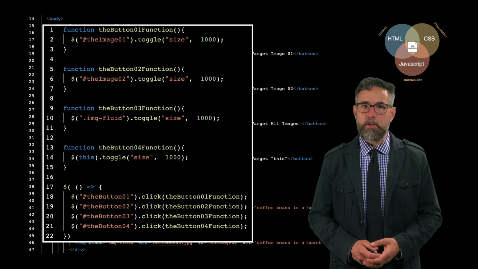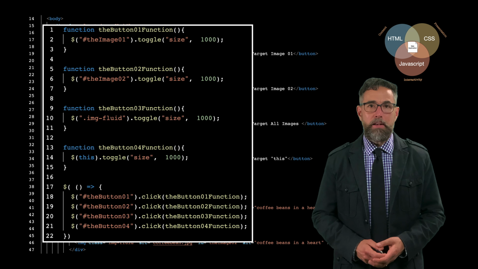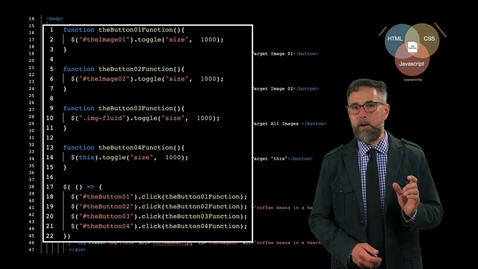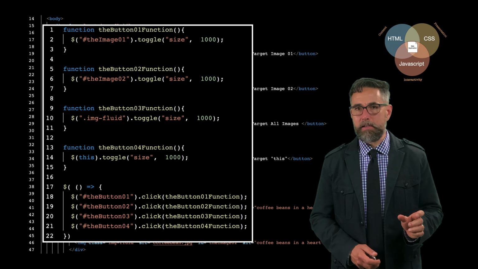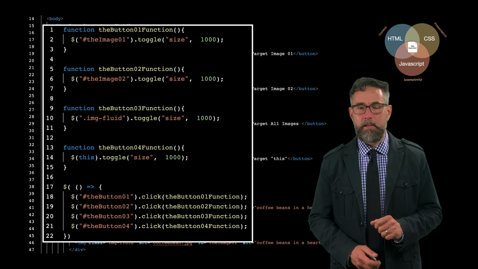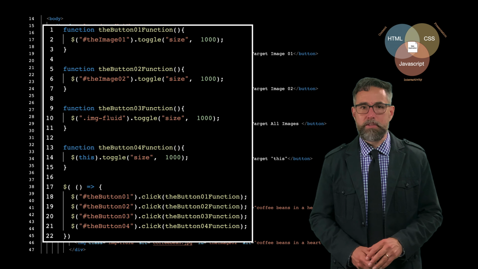Button 2 is going to find image 2 in our document and toggle it. Button 3, this is a little bit different, is going to find all the elements in our HTML document object model that have the class image-fluid. Now it turns out that both of our images use that class. So line 10 is going to target 2 different images at once.